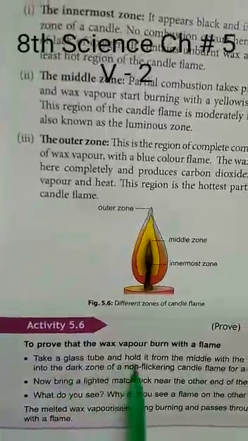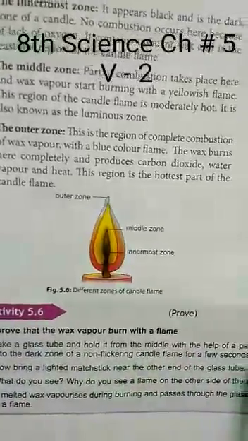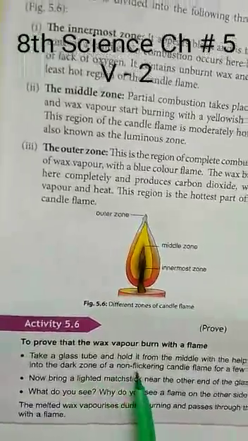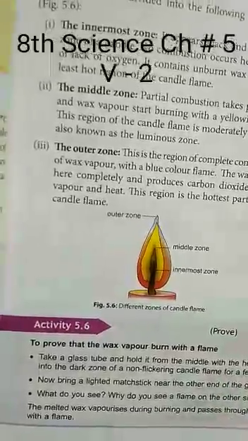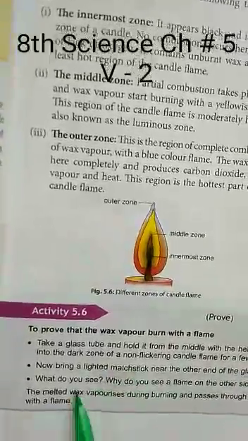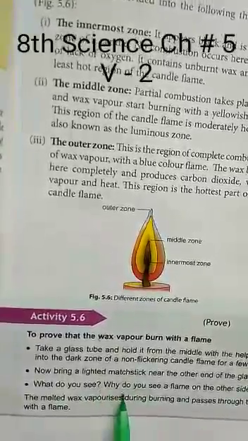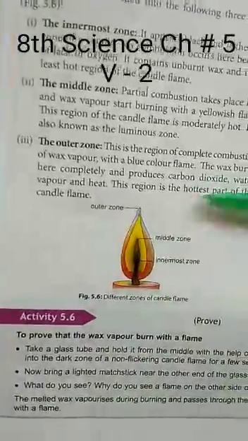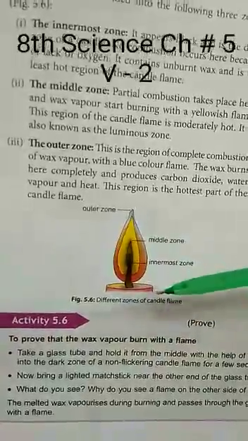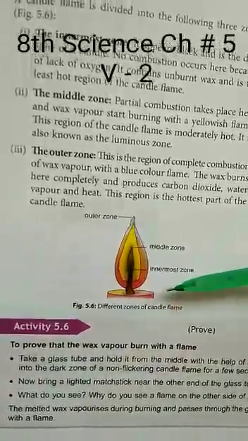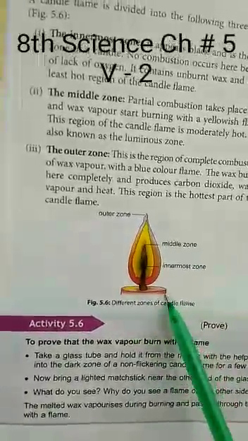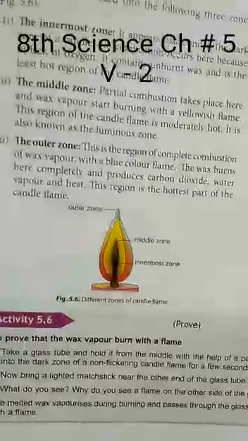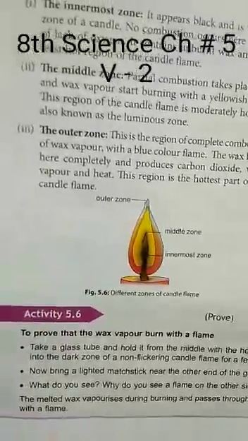So take a glass tube and hold it from the middle with the help of a pair of tongs. Introduce one end into the dark zone of a non-flickering candle flame for a few seconds. So what will happen? After some time we will observe that the melted wax vaporizes, passes through the glass tube to the other end and burns with a flame.